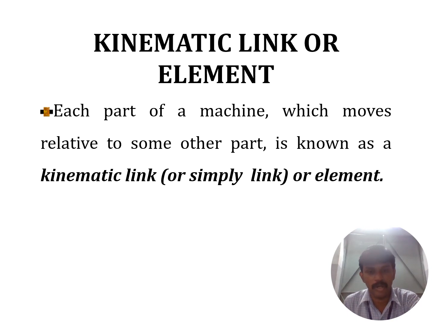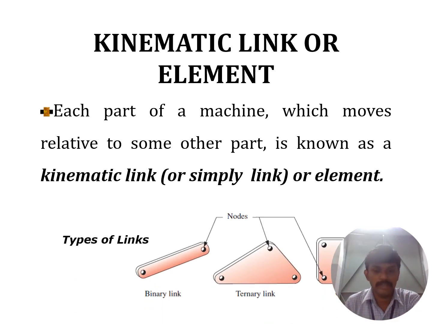It consists of a number of bodies. The machine consists of many links. One is the kinematic link or element. Each part of a machine which moves relative to some other part is known as a kinematic link. The links are of three types: binary link, ternary link, and quaternary link. A binary link consists of two nodes, a ternary link consists of three nodes, and a quaternary link consists of four nodes.